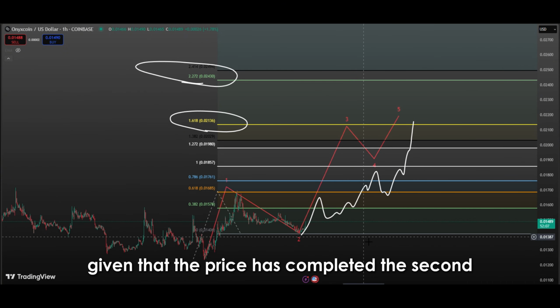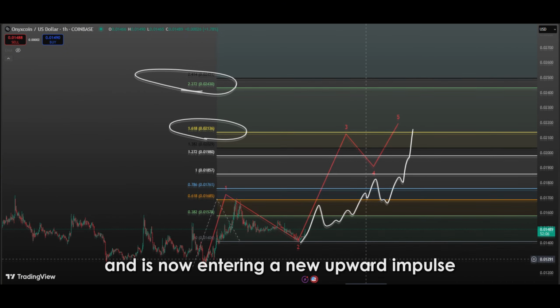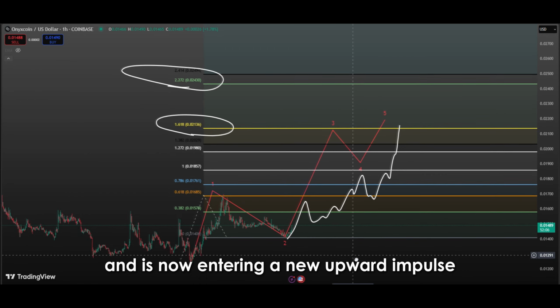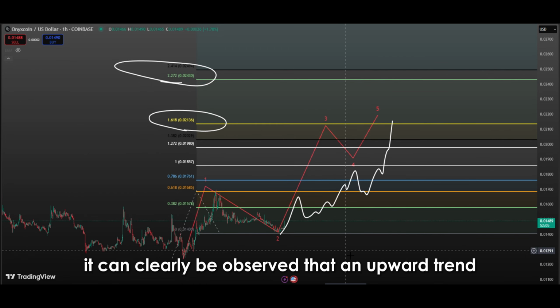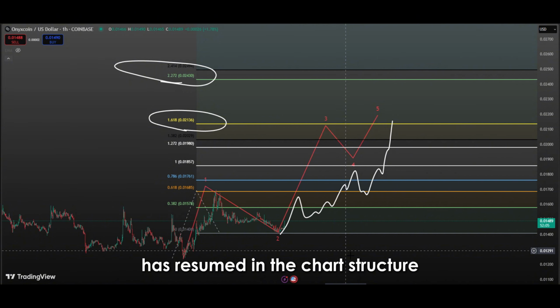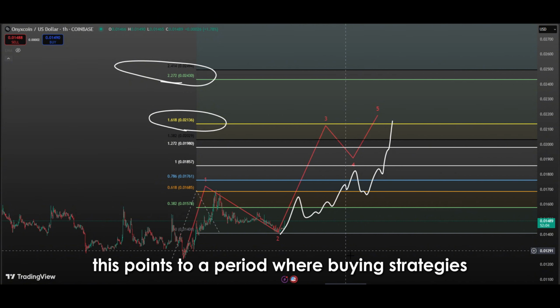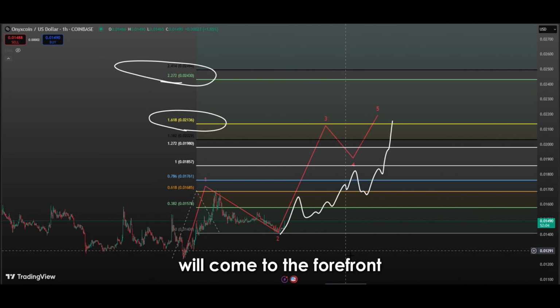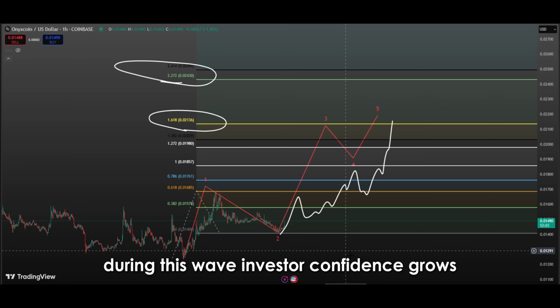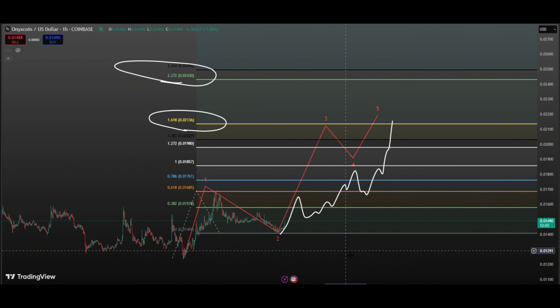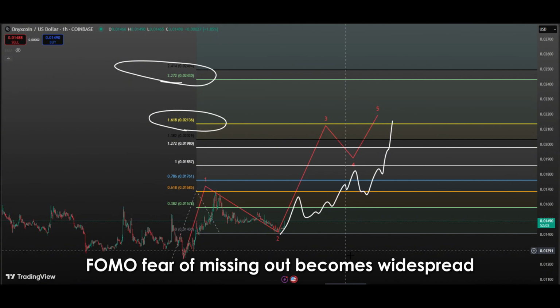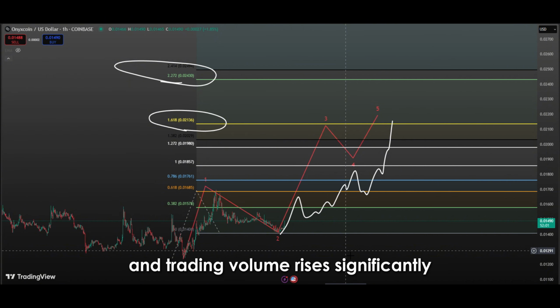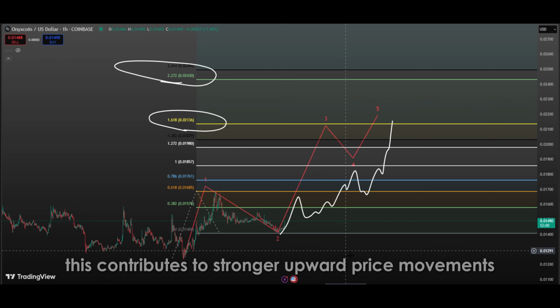Given that the price has completed the second corrective wave and is now entering a new upward impulse, it can clearly be observed that an upward trend has resumed in the chart structure. Technically, this points to a period where buying strategies will come to the forefront and market optimism will increase. During this wave, investor confidence grows, FOMO, fear of missing out, becomes widespread, and trading volume rises significantly. This contributes to stronger upward price movements.